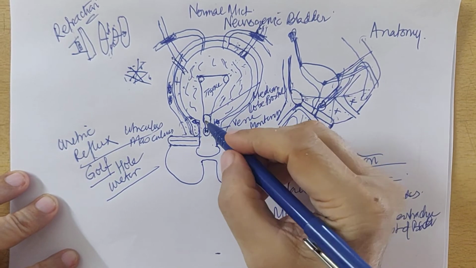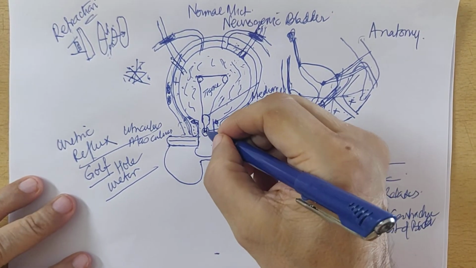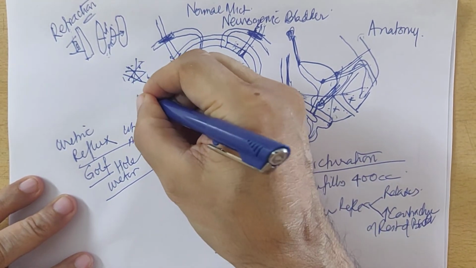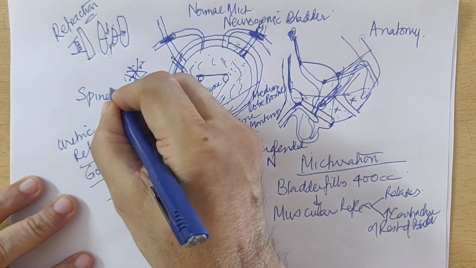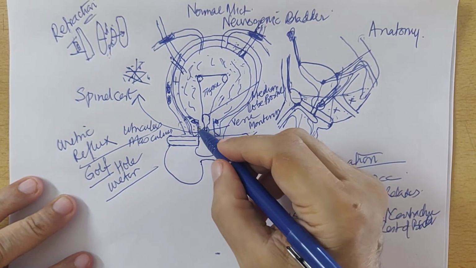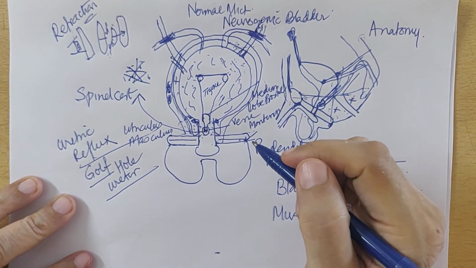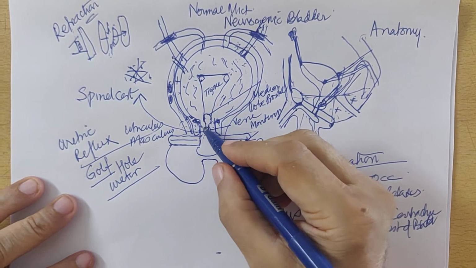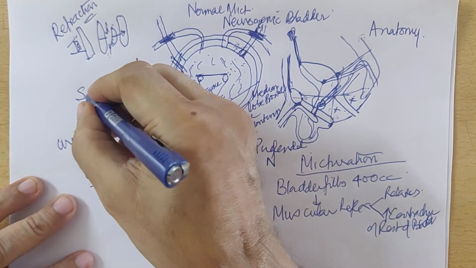Now, as it trickles into the prostatic urethra, there is a message sent to the spinal cord through chemoreceptors, which say that there is urine in the prostatic urethra. These chemoreceptors are maximum in the region of the verumontanum.